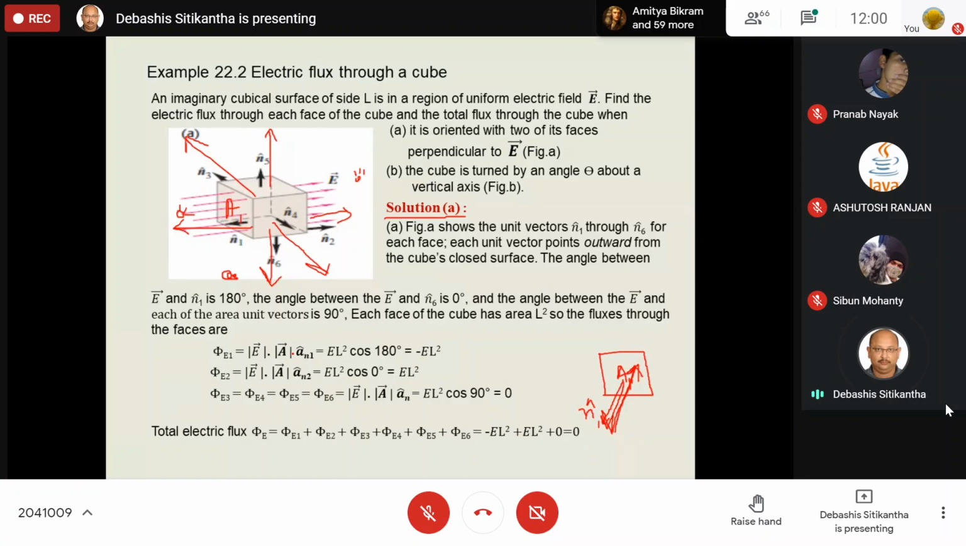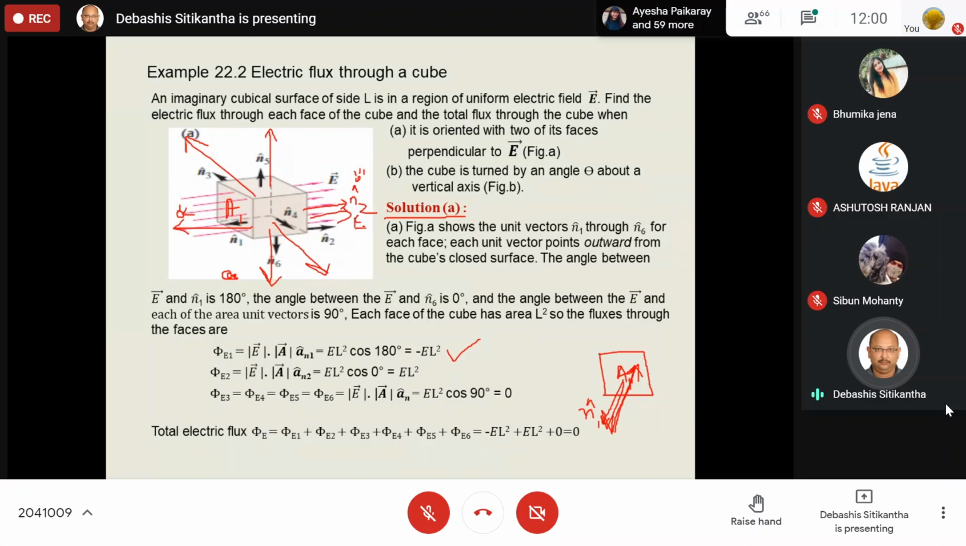Now let us go for the other side. This is your N2 cap and this is the electric field, and you can see both of them are in the same direction. So obviously the angle between them is going to be 0. That is what we have written over here. So it is EL cos theta, with theta 0 degree. So this is EL square.